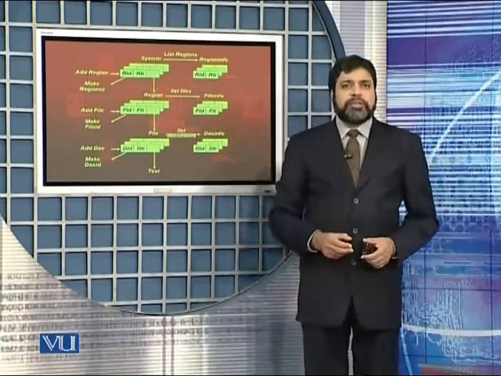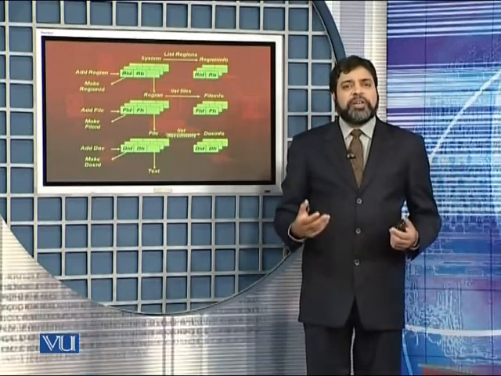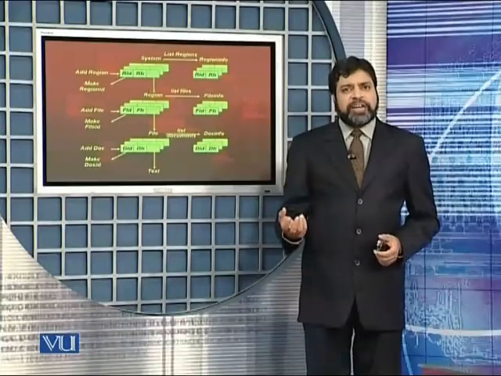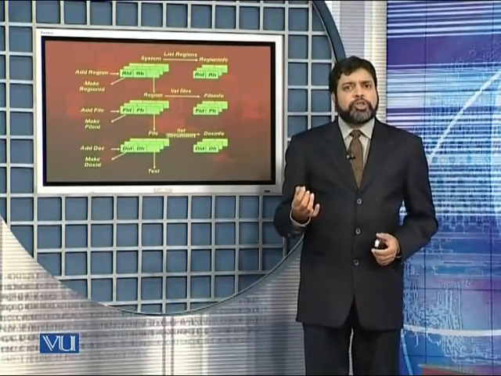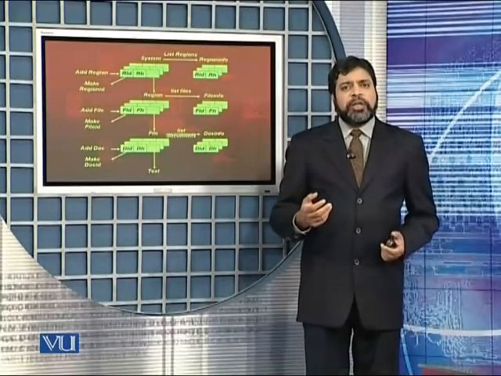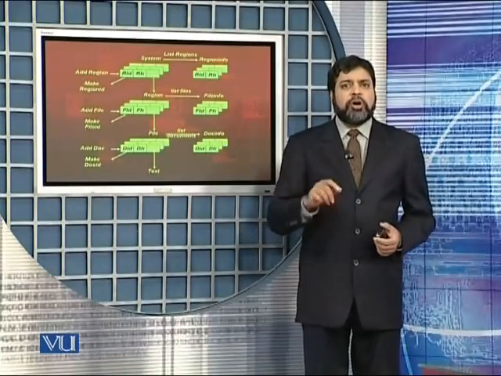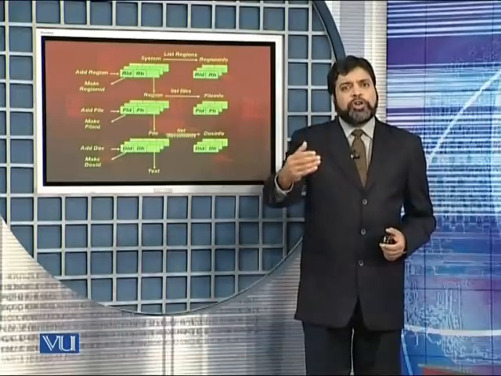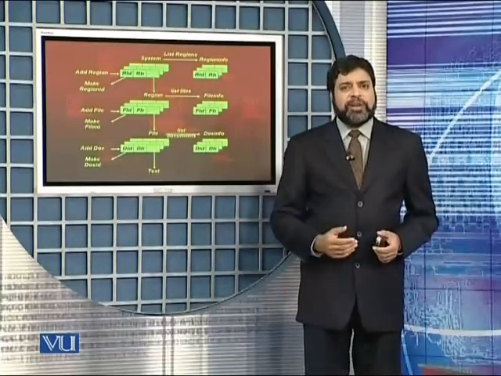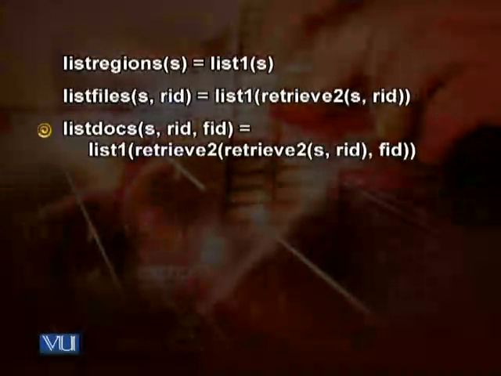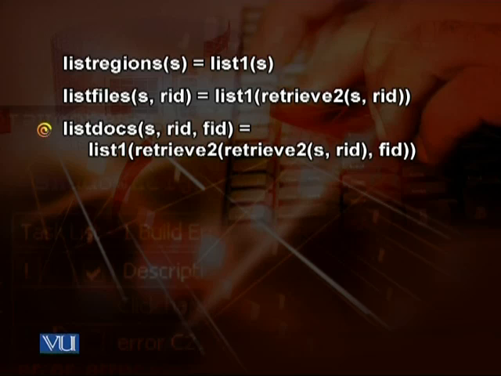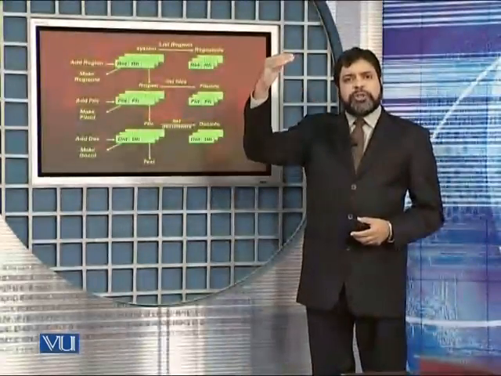Now let us look at what we need to do when we get the list of documents. Once again, in this particular case, we will get the 3 components. The 3 parameters are the system, the region, and the file. So what do we need to do in this particular case? Once again, it will be very, very similar to what we did in the case of files, but now we are going to have one more level there. So let us go back and look at the specification, and then I'll explain it to you. So list doc takes 3 arguments, S, RID, and FID, and is equal to list 1 of retrieve 2 of S, RID, FID.